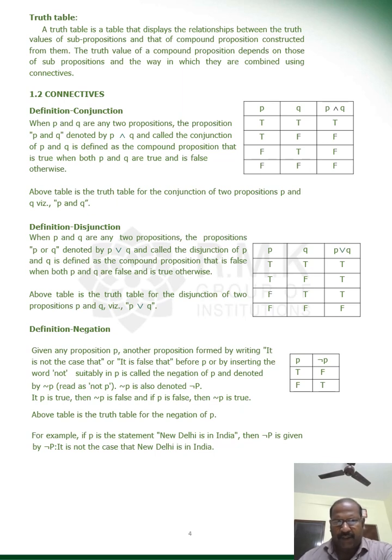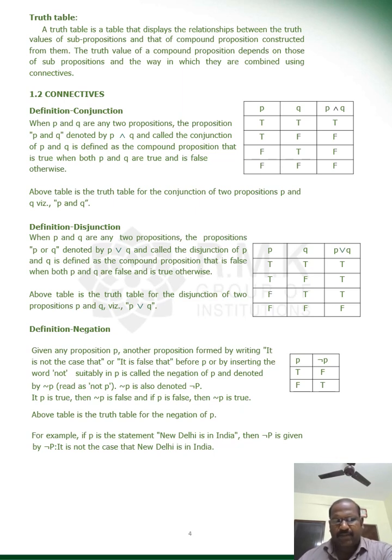Disjunction means union. P union Q, where the two statements P and Q are given. You can write it: the false false case is false, and the remaining are all true. True and true gives true. True false is true. False true is true. False false is false. That is called a disjunction.